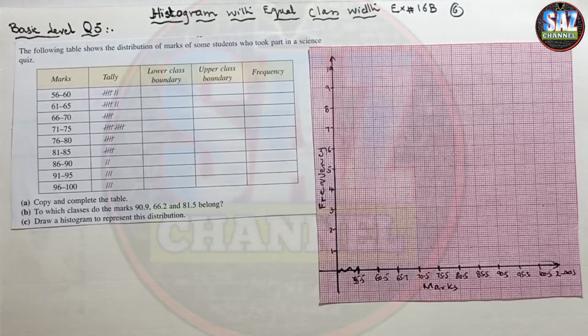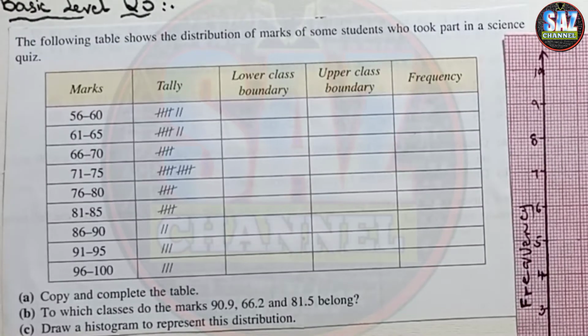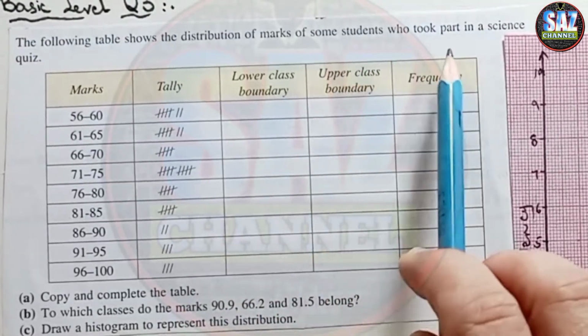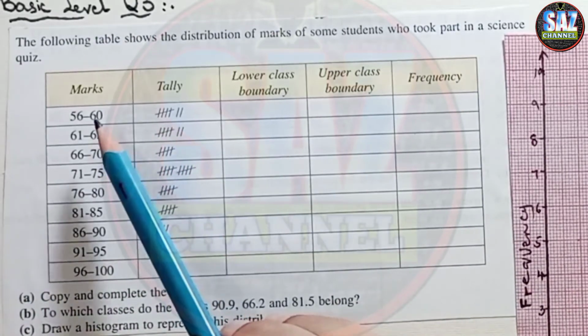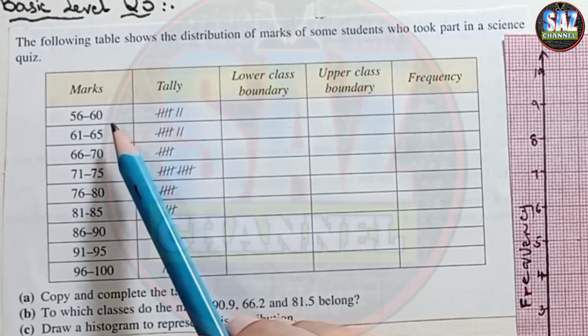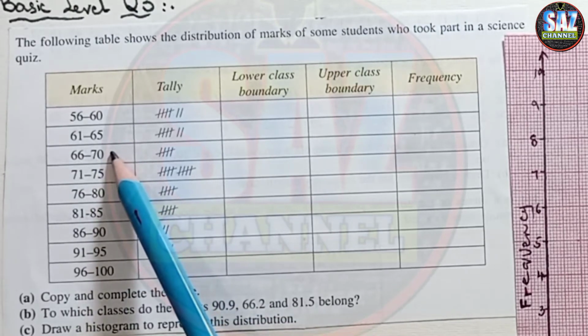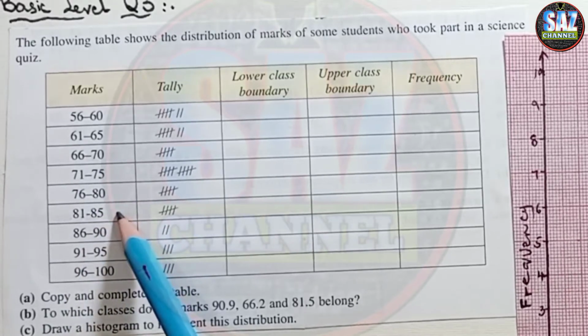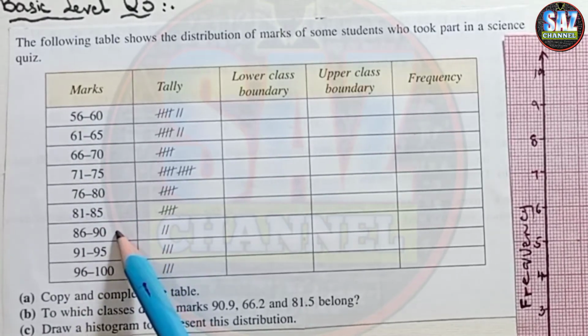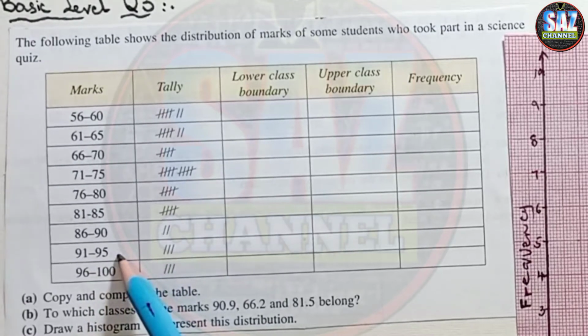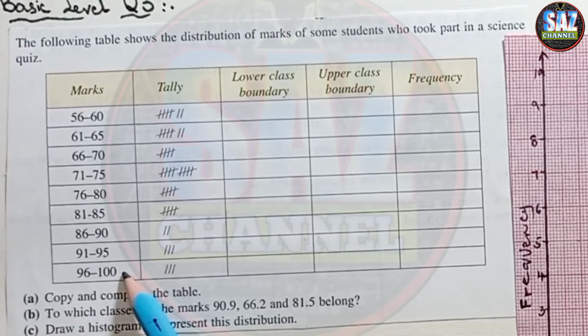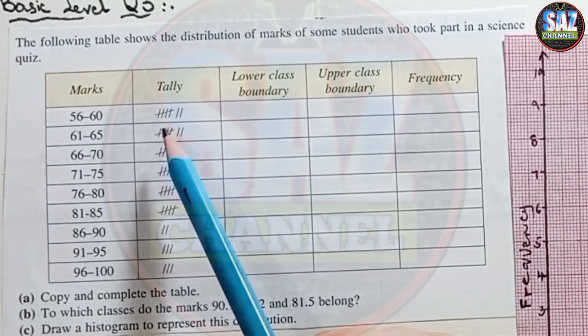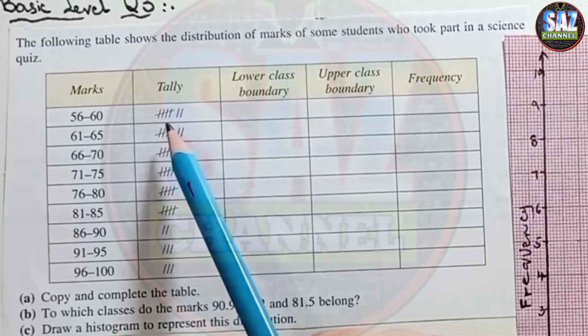As the questions are long, I've written the question in short form and I'll be reading the question from the book. The question says, the following table shows the distribution of the marks of some students who took part in a science quiz. Marks are given in the form of the intervals 56 to 60, 61 to 65, 66 to 70, 71 to 75, 76 to 80, 81 to 85, 86 to 90, 91 to 95, and 96 to 100. Then the tally marks are given in front of the first class. The tally marks are 7.